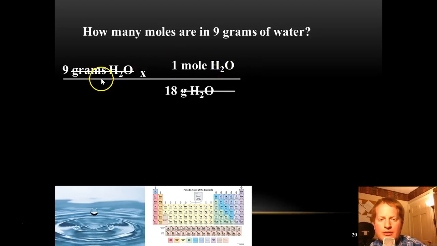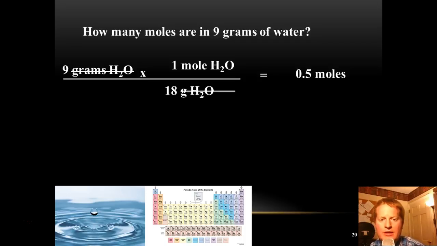Then we multiply across the top, multiply across the bottom, so 9 times 1 is 9. There's nothing to multiply across the bottom, so then we just take the top and divide by the bottom, so 9 divided by 18 is going to get you 0.5 moles. So in other words, 9 grams of water is 0.5 moles, or half a mole, essentially, of water, is what we just figured out.